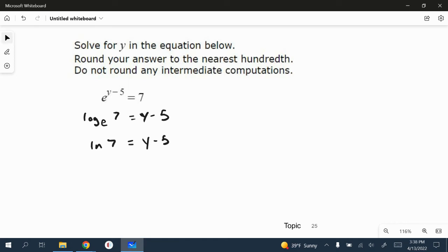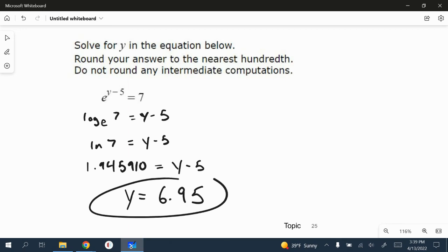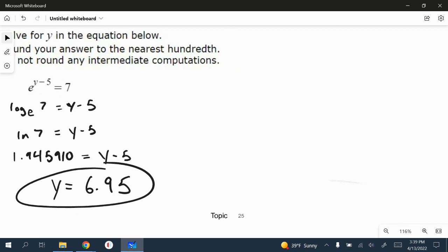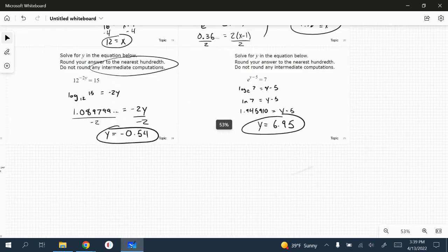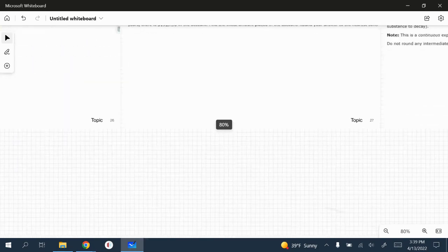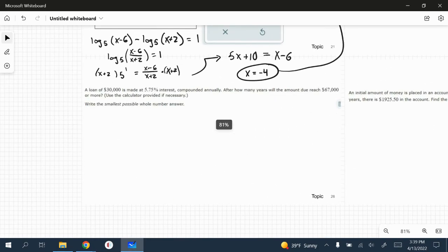Natural log of 7 is approximately 1.945910. That's equal to y minus 5. If I add 5 to both sides, that means y is going to equal approximately 6.95 rounded to the nearest hundredth. Just got a couple more here. 3 more, it looks like.